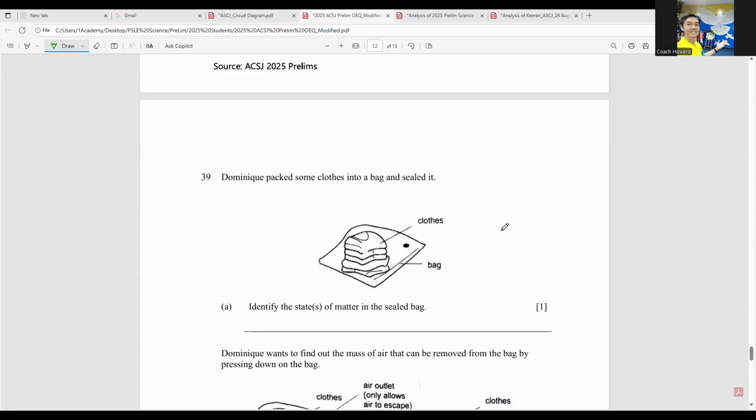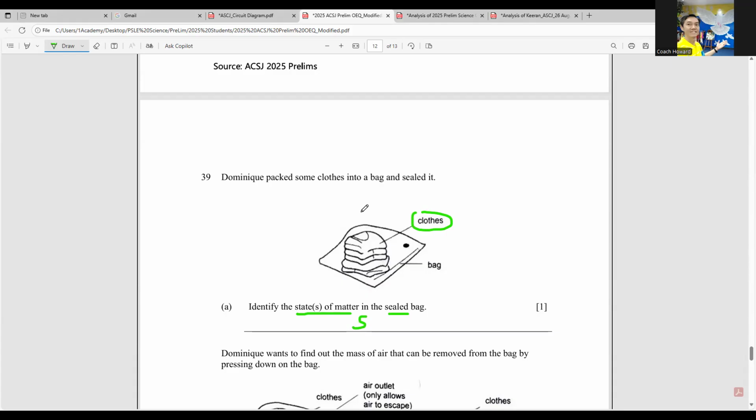And this question is actually quite interesting. It also involves live applications observation. So it says that Dominic packed some clothes into a bag and sealed it. Identify the state of matter in the sealed bag. So there's clothes, right? So clothes is in a solid state. And also there's air, but it's invisible. So air is in the gaseous state. So you must say solid and gaseous state.